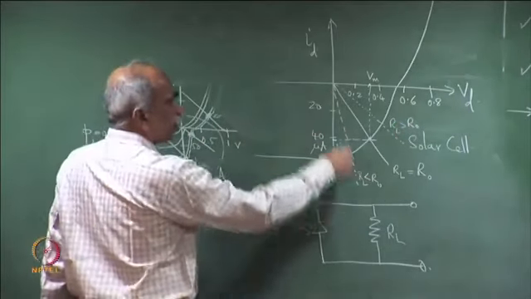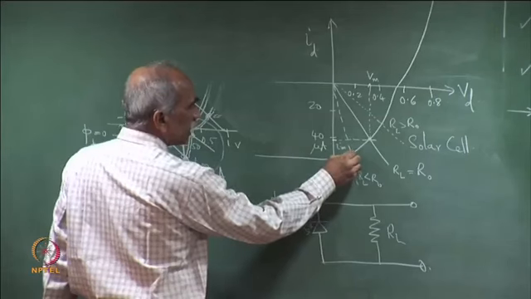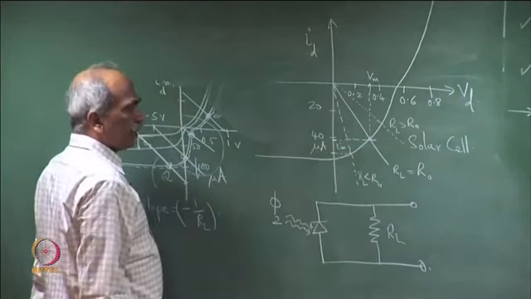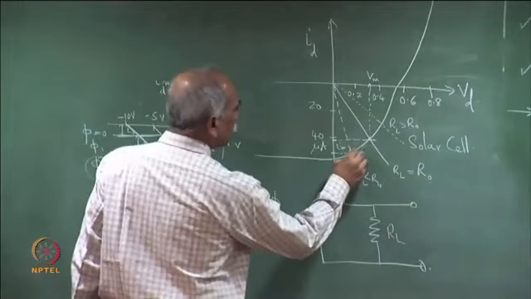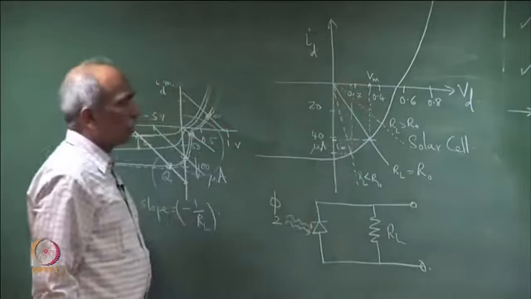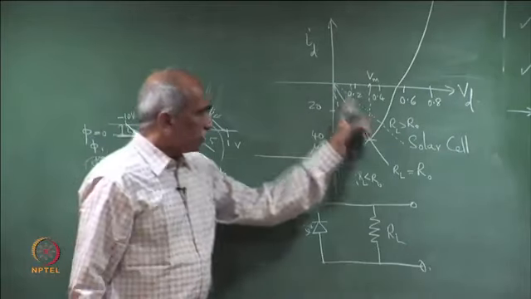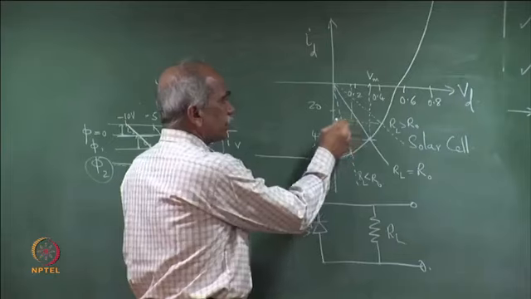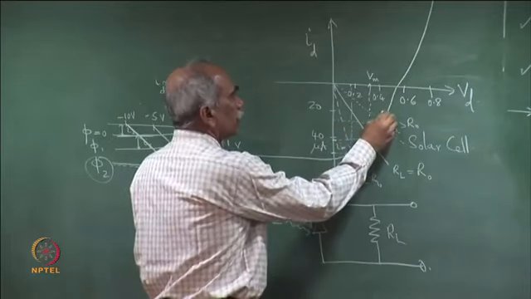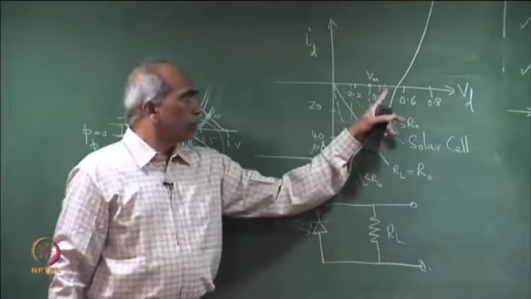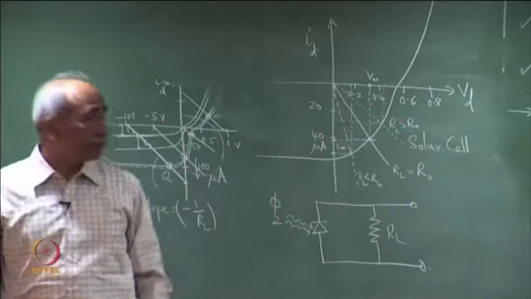If I use a smaller resistance, please see that the photocurrent generated is this much and the voltage across the load is this much here. If I use this as the R L, then the photocurrent generated is this much and the voltage generated is this much.